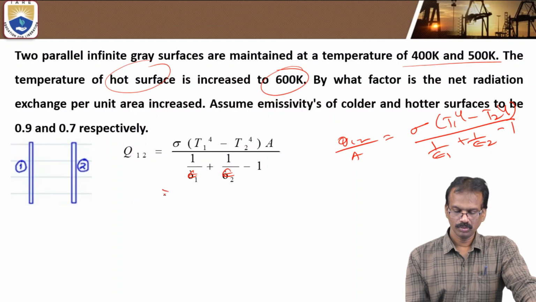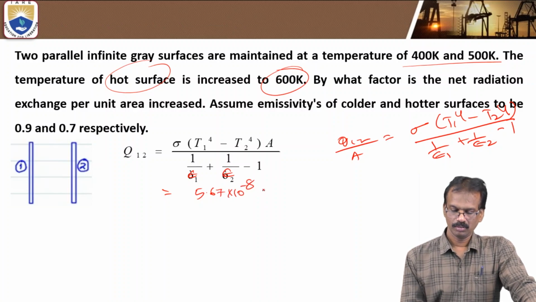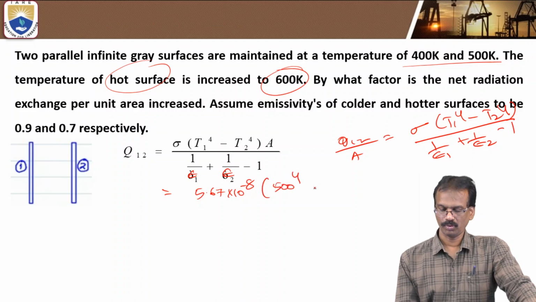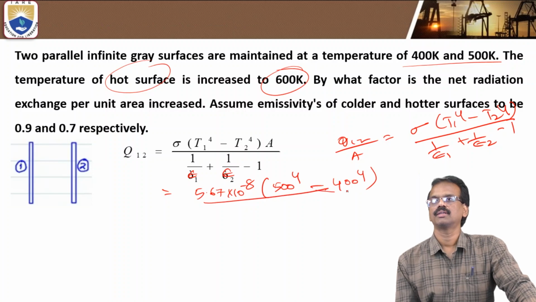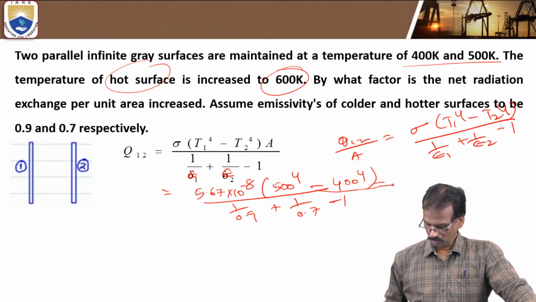So Q12 is equal to sigma, 5.67 into 10 to the power of minus 8, into T1. T1 is equal to 500 Kelvin, 500 to the power of 4 minus T2, which is 400 to the power of 4, divided by 1 by epsilon 1, 1 by 0.9, plus 1 by 0.7 minus 1. Then you can find out the value.